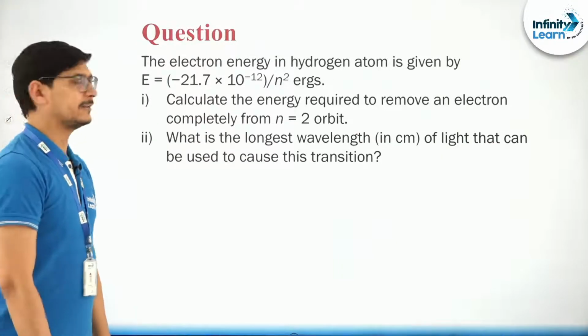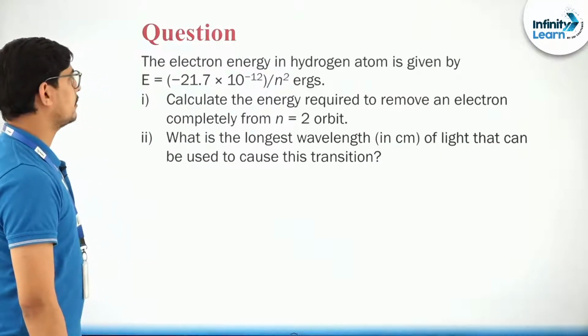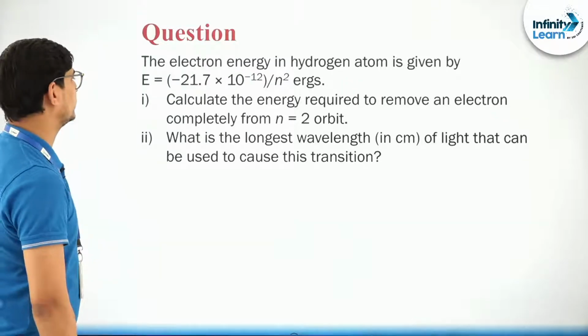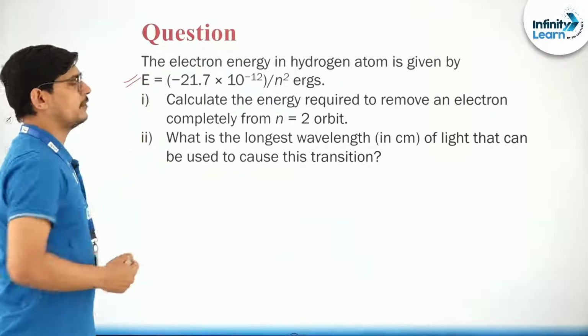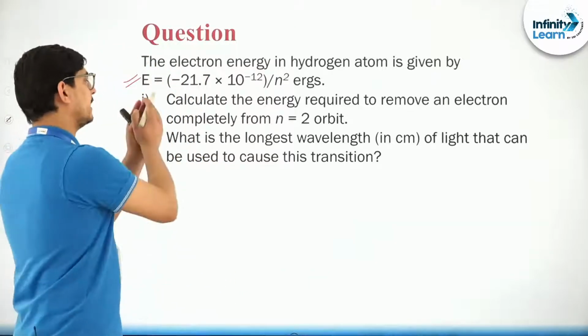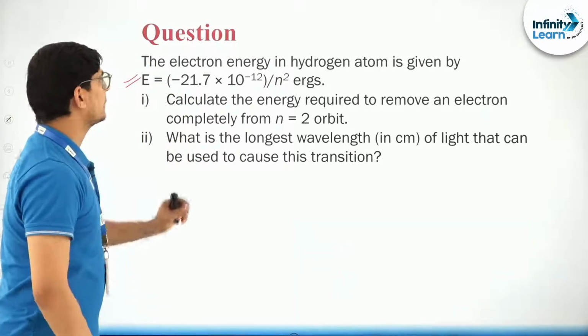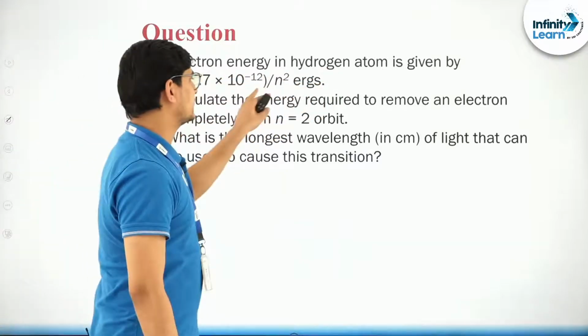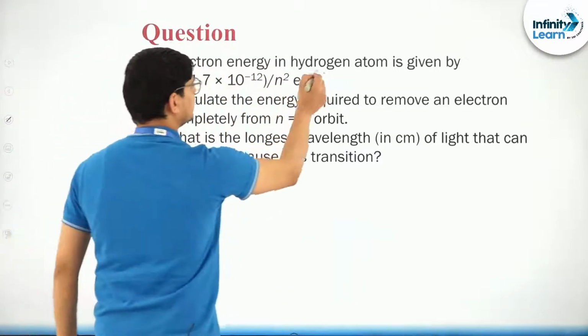This one is a little bit calculative. The electron energy in hydrogen atom is given by this formula. Sometimes they give you the formula, right? So we don't use what we already know. We just apply the value using this formula, okay? So the electron energy in hydrogen atom is given by this. It's in CGS unit, you can see that.